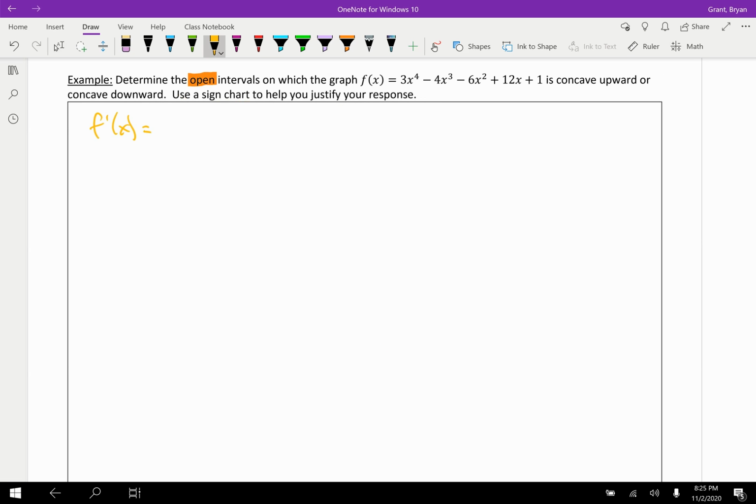First step, derivative. It's calculus, shouldn't shock you. 4 times 3 looks like 12x cubed, minus 3 times 4, that's 12x squared. 2 times 6, that's another 12x, very exciting, and then 12. Okay, so we have a million 12s here.